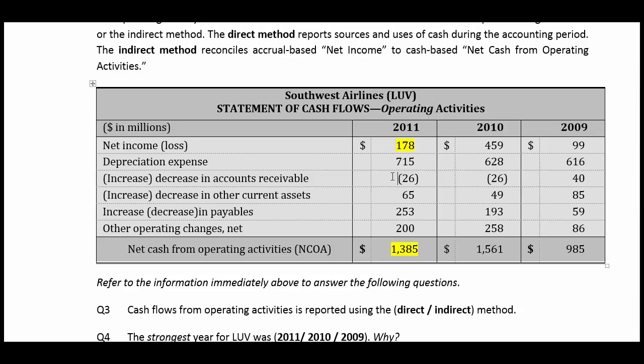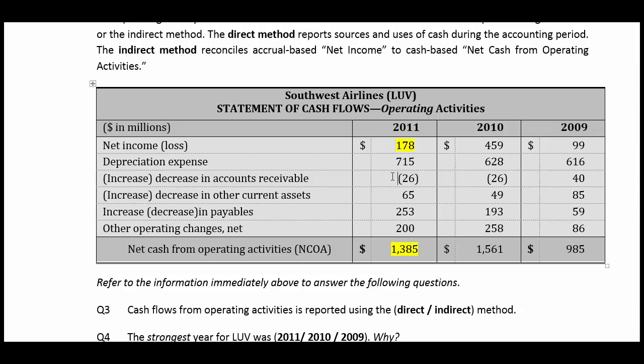I don't know how many people here have credit cards, but what if you decided one month you're not going to pay your credit card bills? My credit rating will go. But yeah, of course. But what's going to happen to your bank balance? Your bank balance will be higher because you didn't pay your bills. And that's exactly what this is here. You see an increase in payables of $253 million. That improved the company's cash flow.